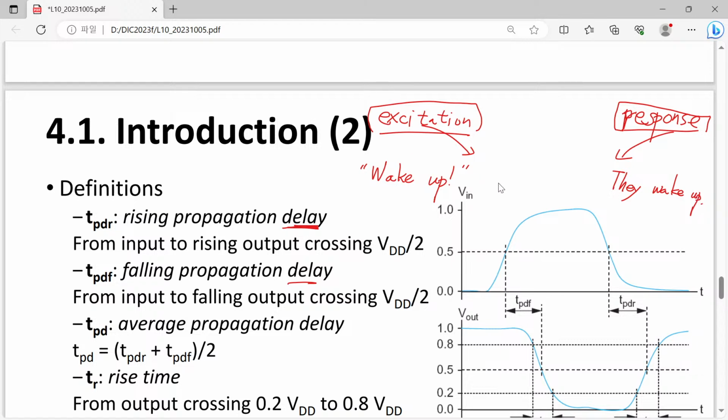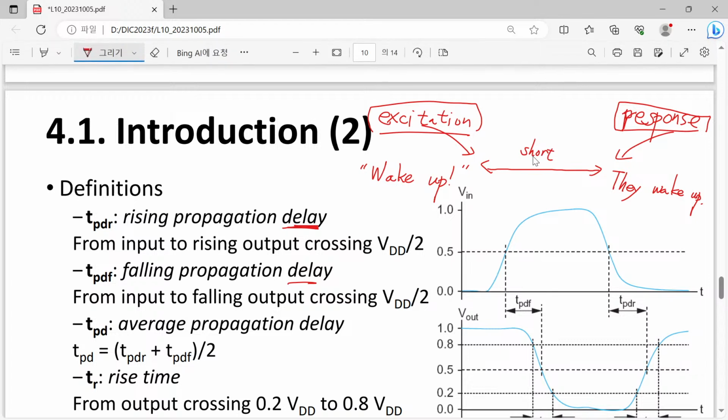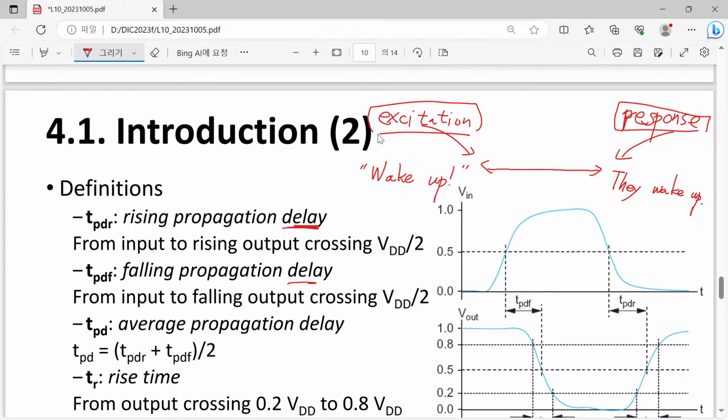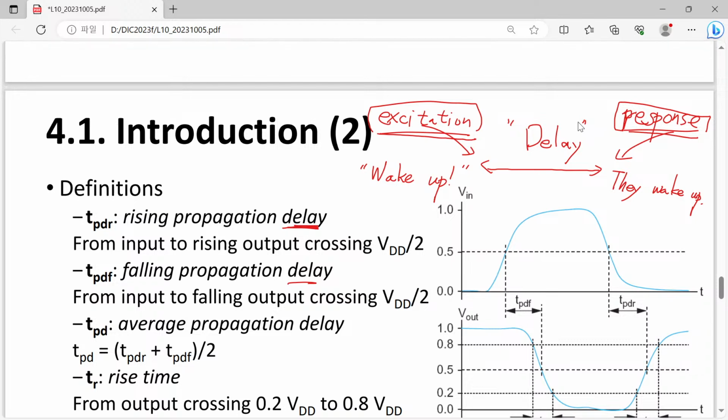Then if this time difference is quite short, then what will happen? Then okay, when I say wake up, they immediately wake up and try to go to school. Good situation. However, everybody understands there is a certain time difference between this excitation and response, and usually that is defined as delay. So now let's come back to our electronic system.